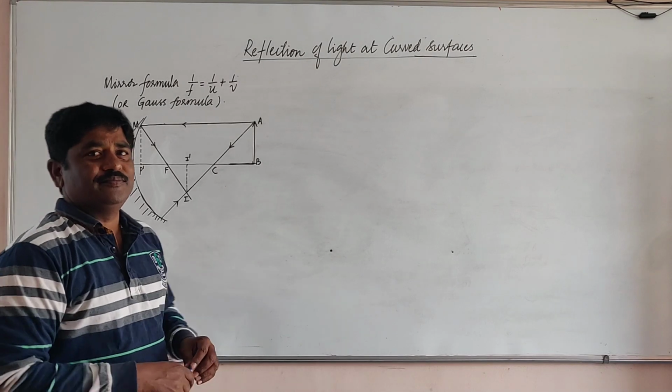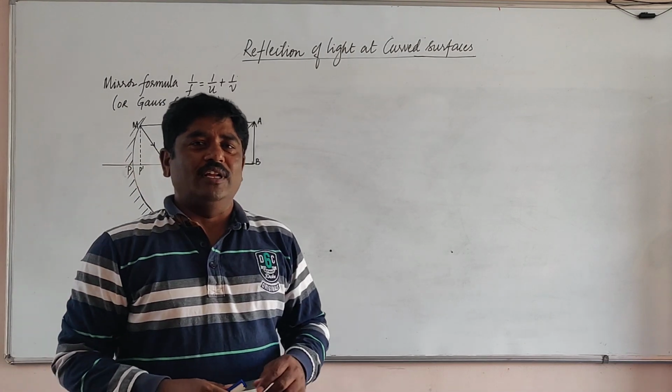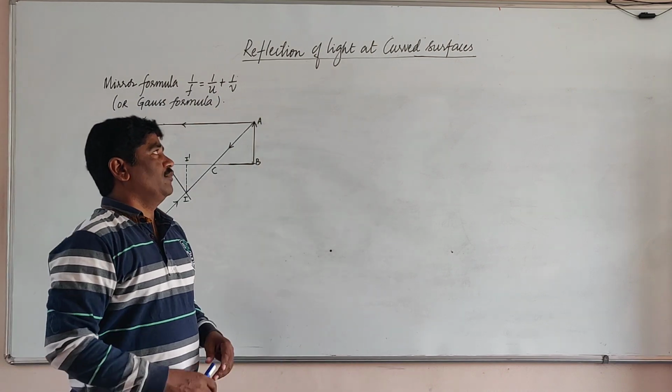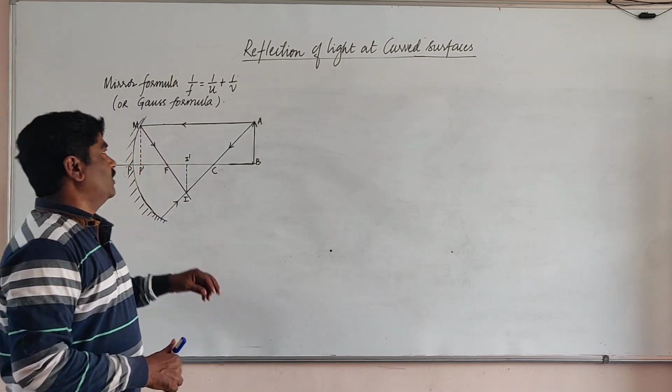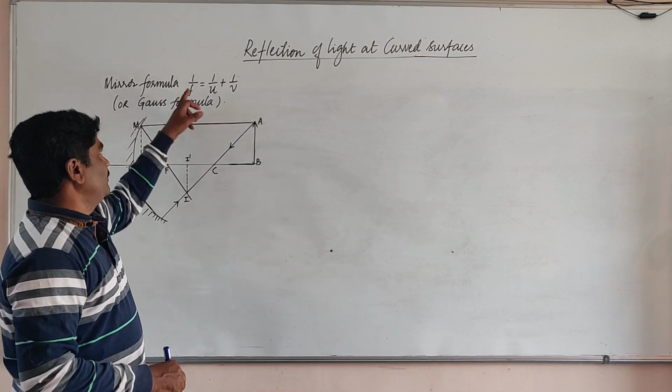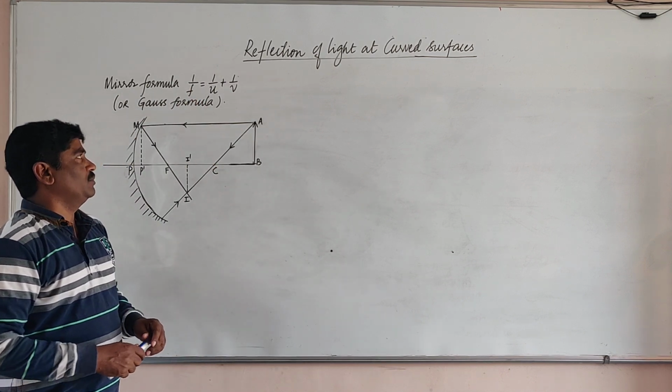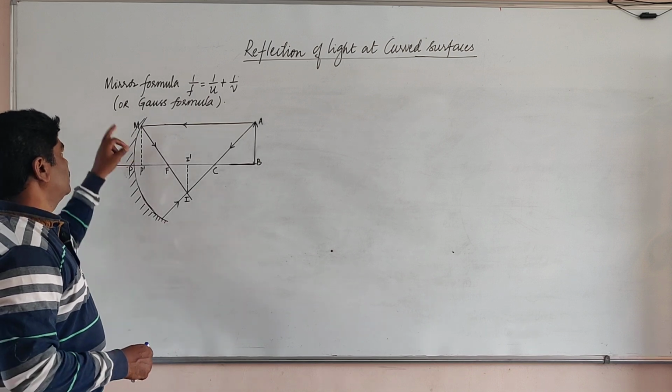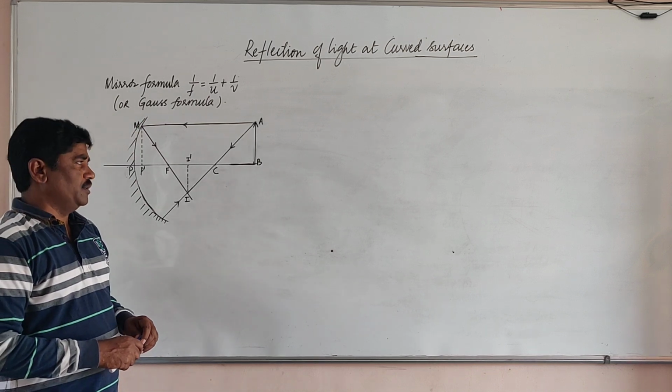Hi students, today we are learning reflection of light at curved surfaces, and in that we are learning the mirror formula, how to derive that. The mirror formula is 1 by f is equal to 1 by u plus 1 by v, which is also called the Gauss formula.